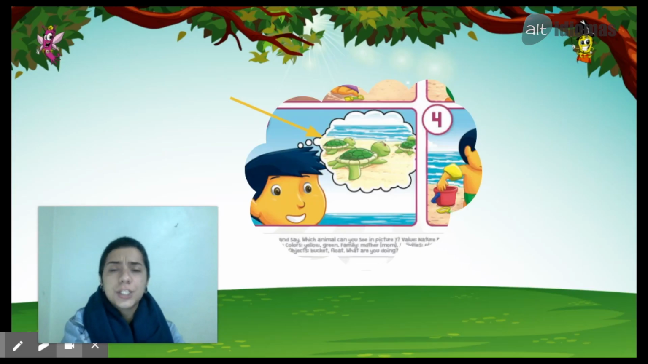Great! Agora a gente precisa identificar qual é o animal que a gente consegue ver na imagem 3. Which animal can you see? Is this a dog or a sea turtle?